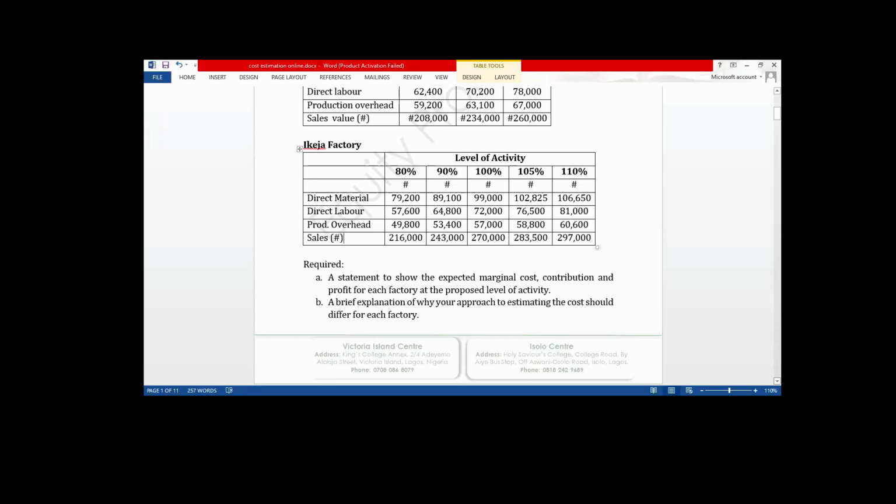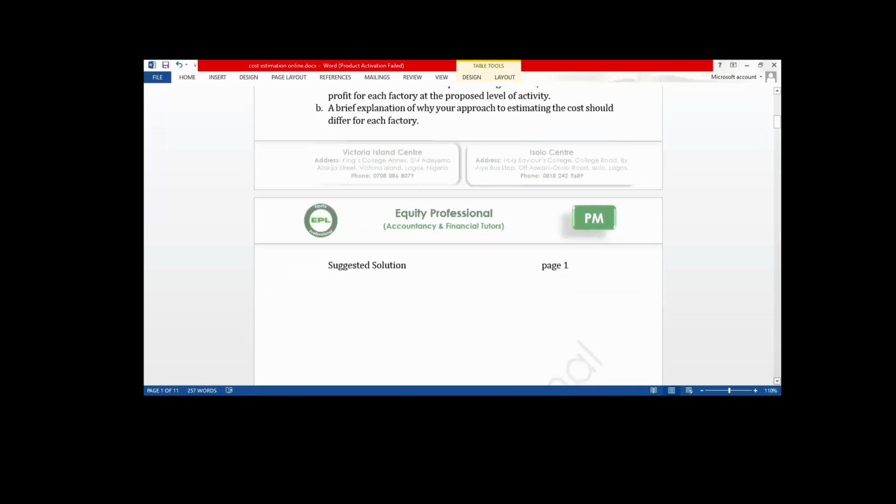All right, let's move on with the class. We move to the solution part of this question. We defined marginal cost, but we didn't define contribution. Contribution is simply your sales less your marginal cost, while your profit is calculated as the contribution less fixed cost.